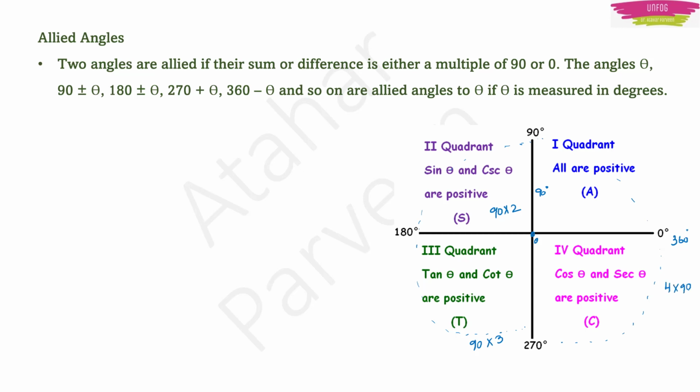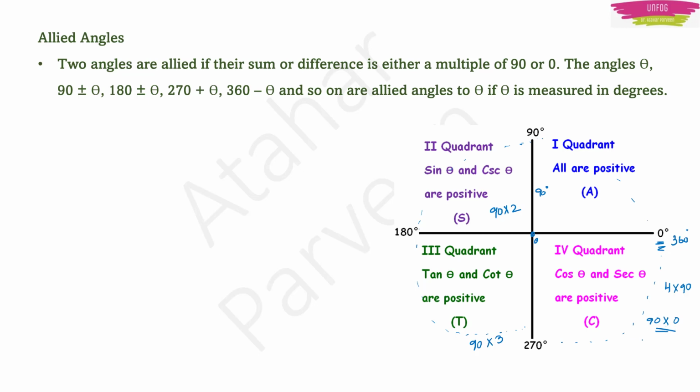So you can see here that all the angles 90, 180, 270 and 360 are multiples of 90 or multiples of 0, you can say, because if I want to reach back to 0, then I will have to multiply this 90 by 0. So I will reach it with 0, correct? So here, to complete the fourth quadrant, 90 should be multiplied by 0. These angles are known as allied angles.